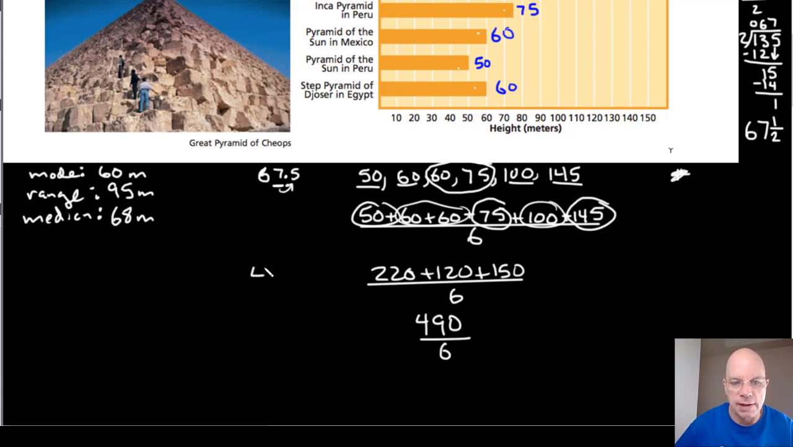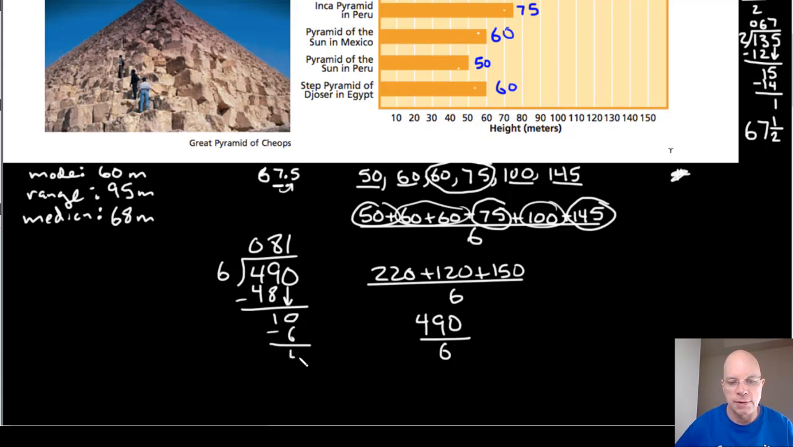And then let's divide 490 by 6. There's 0 6s in 4, but there are 8 6s in 49 because 8 times 6 is 48. Subtract, you get a difference of 1 and bring down this 0. There's 1 6 in 10. 1 times 6 is 6. Subtract, you get a difference of 4. You see we'll have 4 sixths as our remainder, which is 2/3.